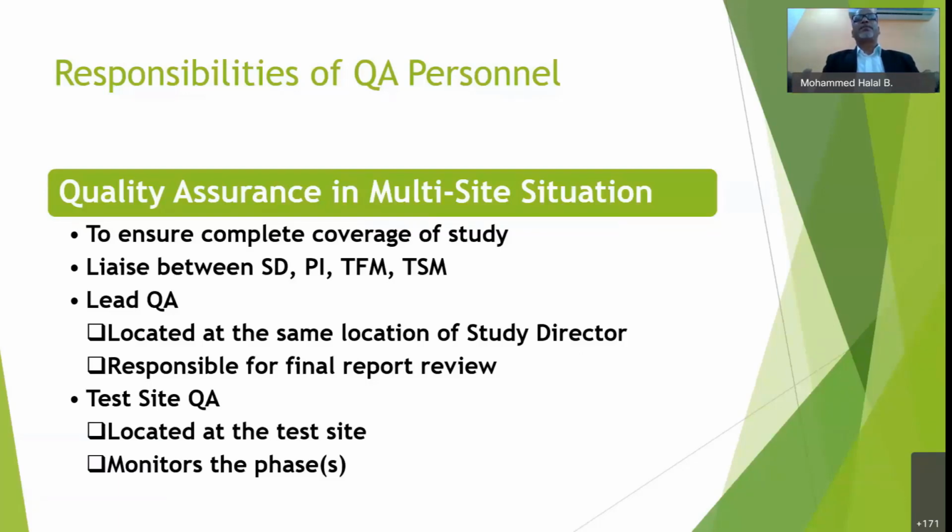Regarding the layers beneath the study writer: every study will have only one study writer, but for a multi-site study there will be a principal investigator. There may be test site monitors, and for a particular study you may find a TFM also, in special cases whenever required. The lead quality assurance is located at the same location as the study writer and is also responsible for final report review. The test site quality assurance is located at the test site and monitors the phase.